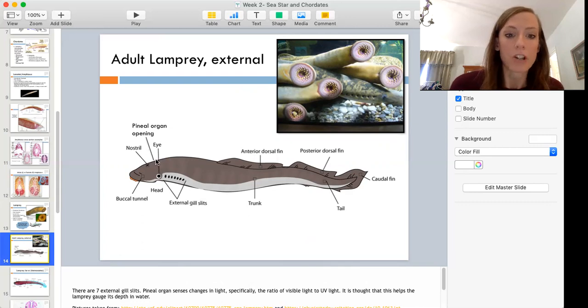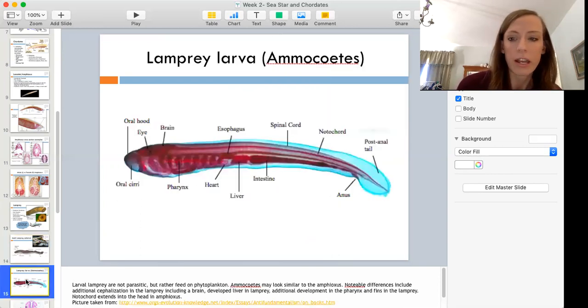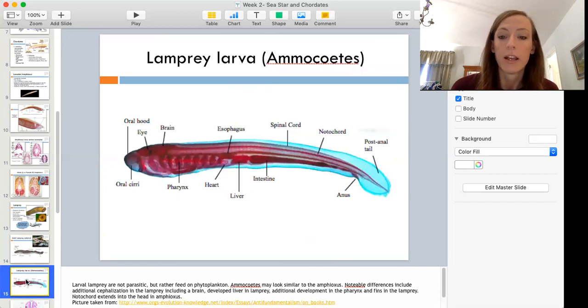All right. And then there are two eyes, one on either side of the head. There are 7 external gill slits. You can see them here on the diagram, but then also up here on this one. You can see 1, 2, 3, 4, 5, 6, 7 external gill slits. Obviously the trunk. You've got an anterior and a posterior dorsal fin, as well as a caudal fin on the lamprey. Okay. So that's the adult. We're not dissecting this guy, so we're not looking at the internal anatomy of the adult. We'll look at a little bit more of the internal anatomy, though, in the larval form.